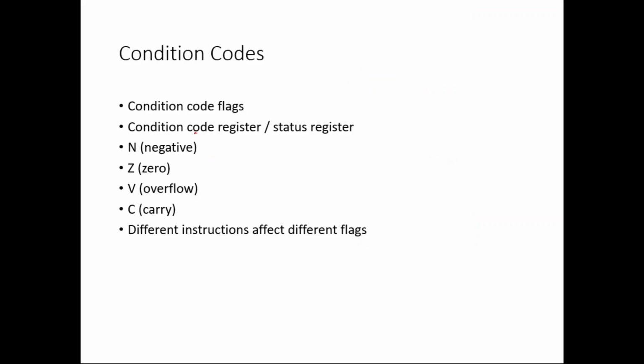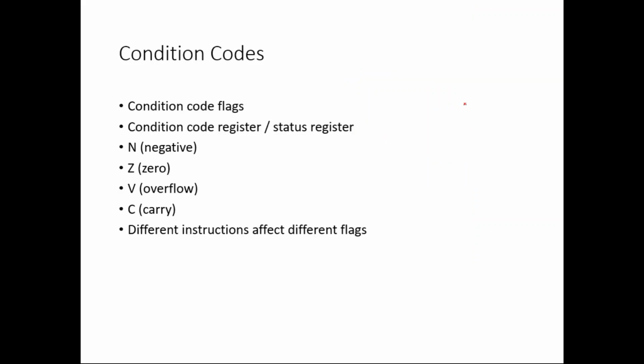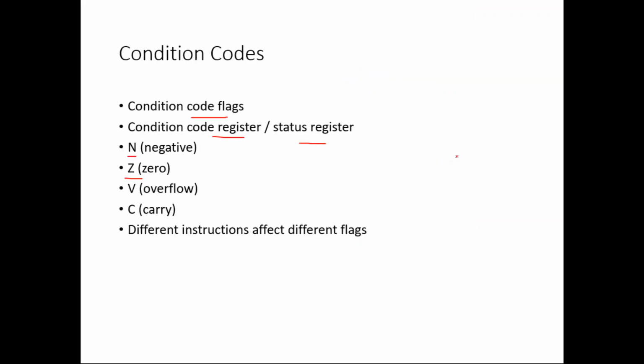Then conditional codes. Here this greater than 0 is a conditional code. What are the other conditional codes we have? These are also called the conditional register or status register. We have negative, which means whether the result is negative or not. If the result of the arithmetic operation is negative, then loop. If the result is 0, then loop. If it is greater than 0, as we said, then loop. GE means greater than or equal, or GZ means greater than 0.